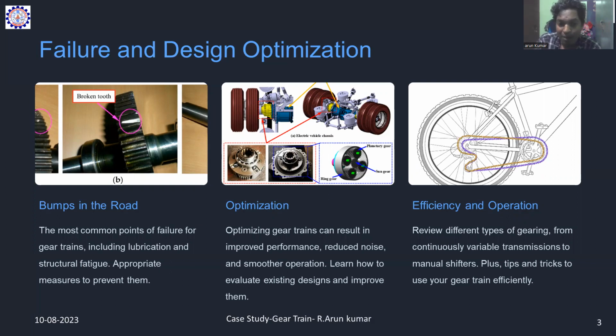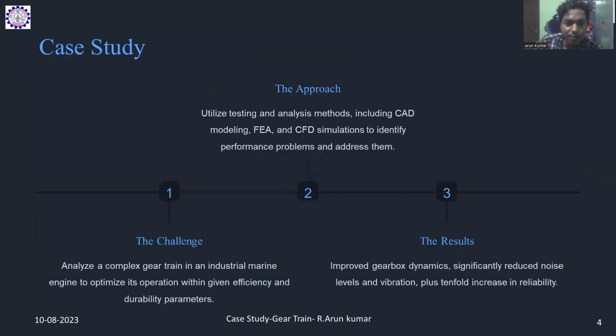Optimizing the gear train can result in improved performance, reduced noise, and smoother operation. You learn how to evaluate existing designs and improve them. On the efficiency of operations, we review different types of gears, from continuously variable transmissions to manual shifters, plus tips and tricks to use your gear train efficiently.